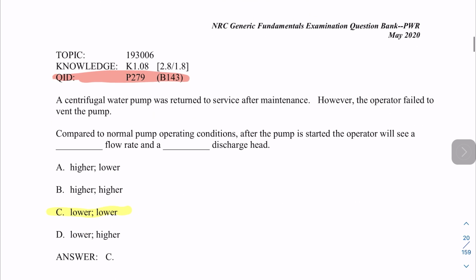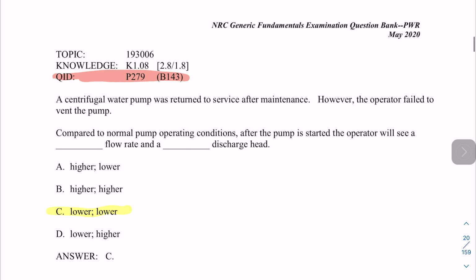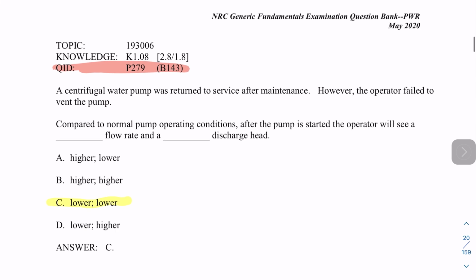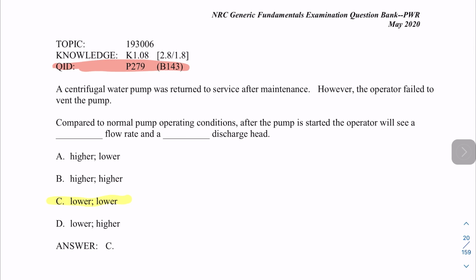So now let's go over another question. There's going to be another question that is similar. This one, I won't spend too much time on it. P279 says a centrifugal water pump was returned to service after maintenance. However, the operator failed to vent the pump. We know that's bad because we need to vent the pump before we start it, right? We know that we need to vent it.